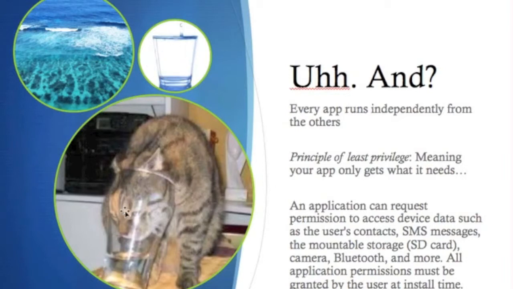So that's what I'm going to use my program. And that's what I'm going to drink, just like this little kitty cat. I just thought that was cool. It's a principle, it's called the principle of least privilege, meaning your app only gets what it needs, which is pretty awesome.